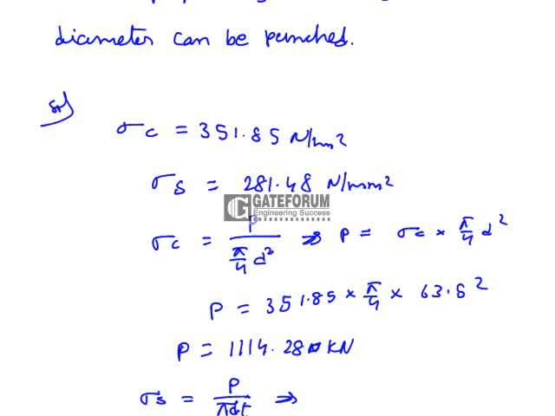We know that the shearing stress is equal to P by the shearing area, that is pi d t. So from this we can find out the thickness of the plate that can be punched, that is P by pi d into sigma s, which gives a value of nearly equal to 20 mm. So the right option is B. B is the right answer.